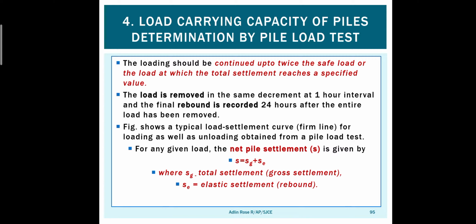There is a rebound of the settlement because the values will first increase and then start decreasing. Because of this there is a rebound of the values, reverse order values, when you are unloading the test. So because of that you get a rebound value. When you add the rebound value to the gross settlement, you will get the total settlement of the pile.